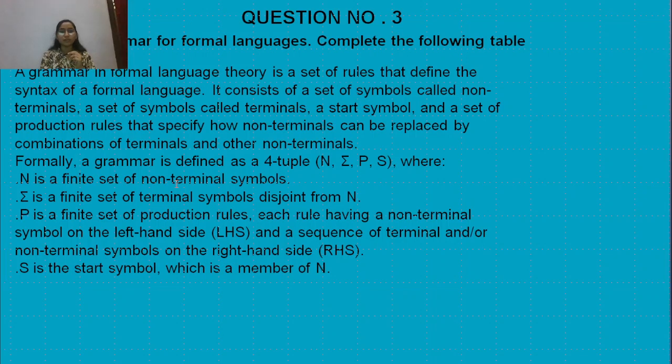So formally our grammar is defined by four tuples, that is N, alphabet, P and S, where N is a finite set of non-terminal symbols. This symbol is used for the alphabet, disjoint from N. P is a finite set of production rules. Each rule has a non-terminal symbol on the left hand side and a sequence of terminal or non-terminal symbols on the right hand side. S is a start symbol which is a member of N. Now we will fill the table which was given in question number third.